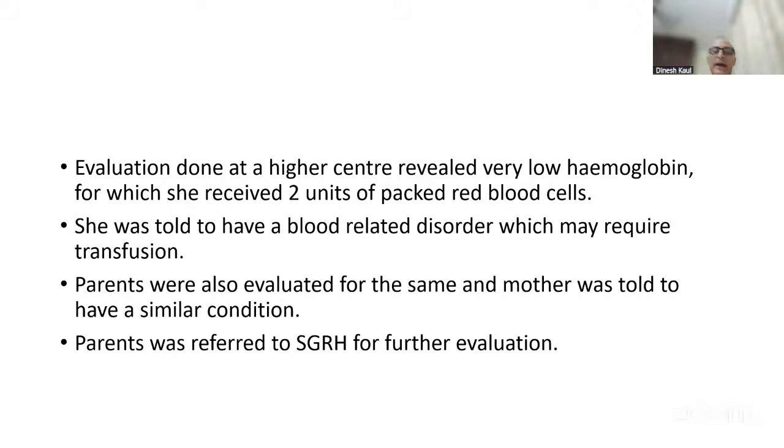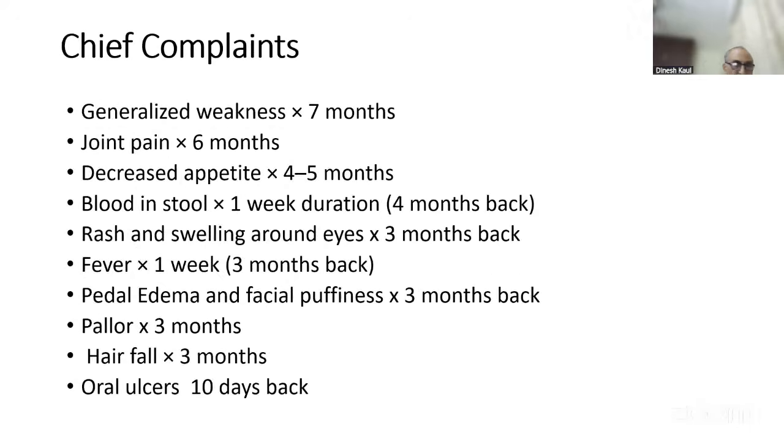Let's go back to your presenting complaints. So your chief complaints are generalized weakness for about 7 months. Seven months prior, this 14-year-old girl was perfect. Was she going to school? Was she doing her normal household work? Mother reported that academically she was doing fine.